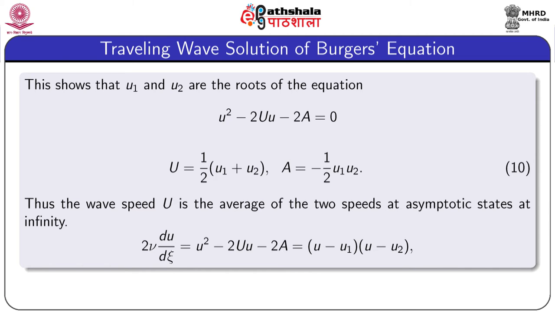Solving this quadratic equation, one can get the value of capital U as half of U1 plus U2, and the value of capital A, which is the product of two roots U1 U2. A can be written in terms of the product of two roots. So, A equals minus half U1 U2. So, from equation 10, you can see that capital U, that means the wave speed, is the average of two speeds at asymptotic states, that means at xi equals plus minus infinity.